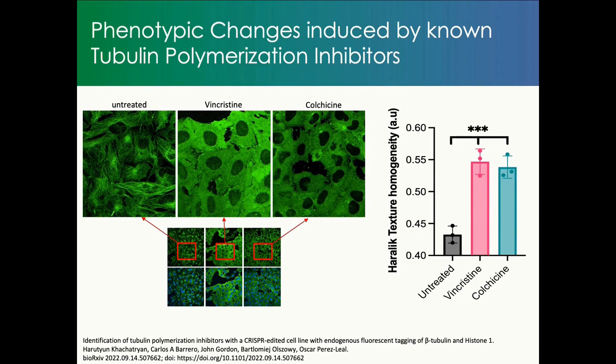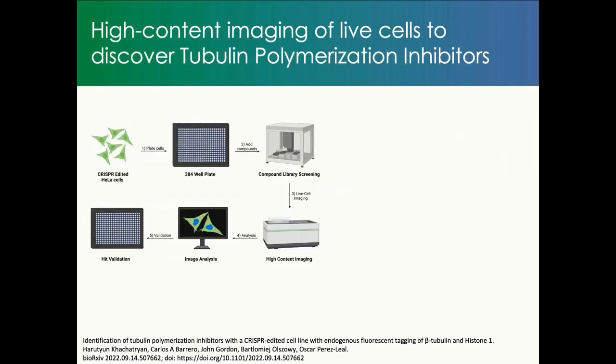So we immediately considered doing a compound screening with a small library to prove that we were able to identify novel tubulin polymerization inhibitors with these cells and with this approach. For this experiment, we plated the cells in a 384-well plate. The next day, we treated the cells with a kinase inhibitor library containing 429 compounds. And 24 hours later, we imaged the cells and analyzed those images to determine the Haralick homogeneity values in every image, in every well.